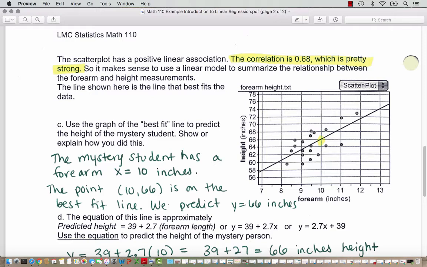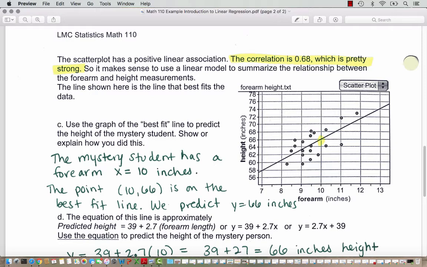So it makes sense to use a linear model because we have a strong correlation here to summarize the relationship between the forearm and the height measurements. The line shown here is the line that best fits the data. So we are going to use the graph of the best fit line here to predict the height of the mystery student, and we're going to show or explain how we did this.